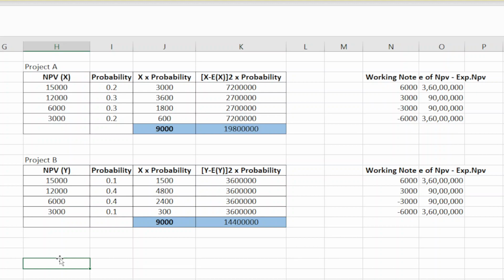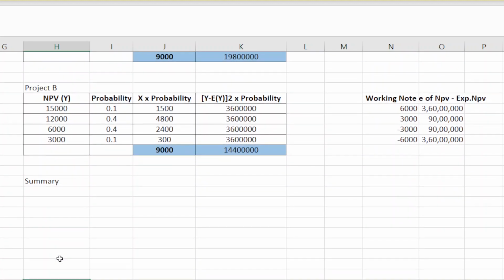Let me write a summary table now. I know I need to do some more calculation. We will do that using the summary tables, students, or whoever is viewing this particular problem. Yeah, you can see that. Summary. What this summary includes, what are the measures we have calculated, and project A and project B.